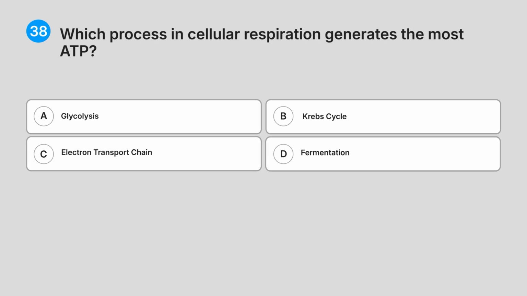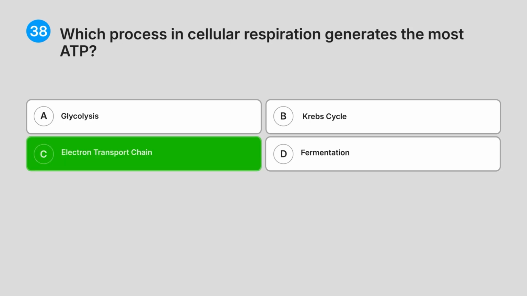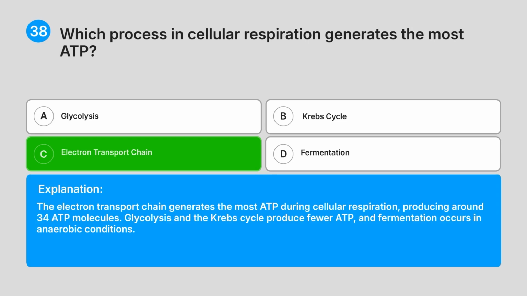Correct. Answer C. Electron transport chain. Explanation: the electron transport chain generates the most ATP during cellular respiration, producing around 34 ATP molecules. Glycolysis and the Krebs cycle produce fewer ATP, and fermentation occurs in anaerobic conditions.